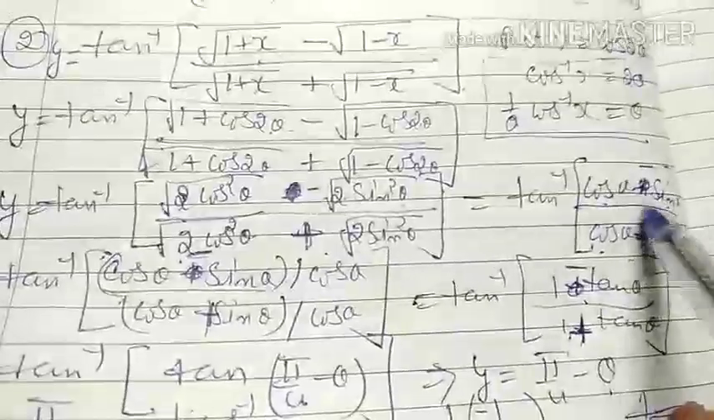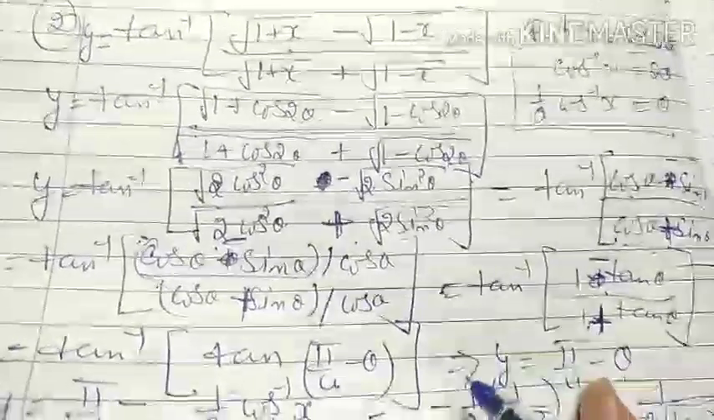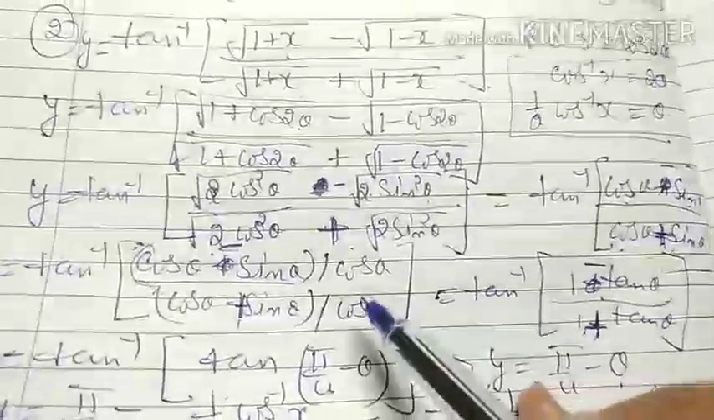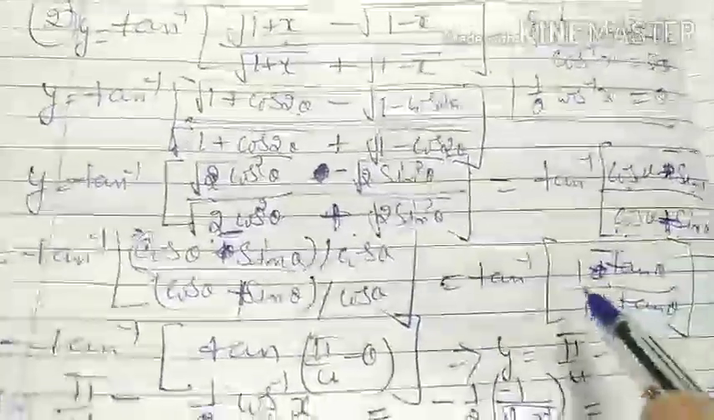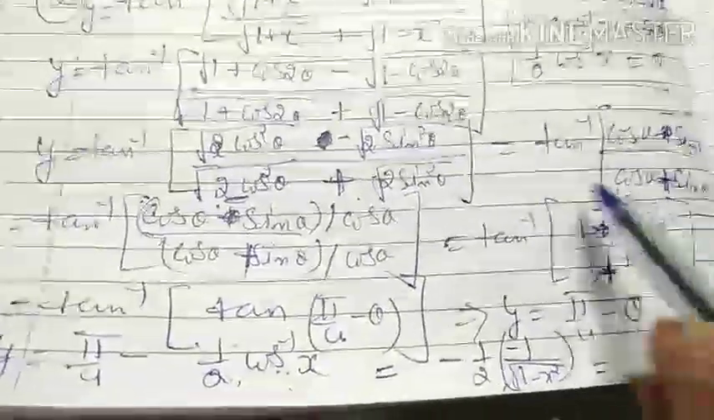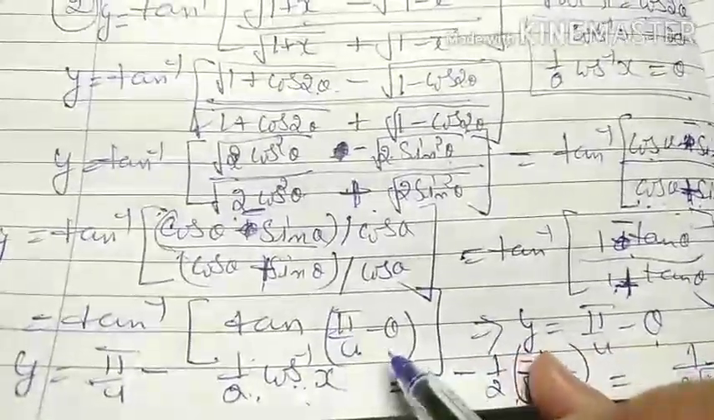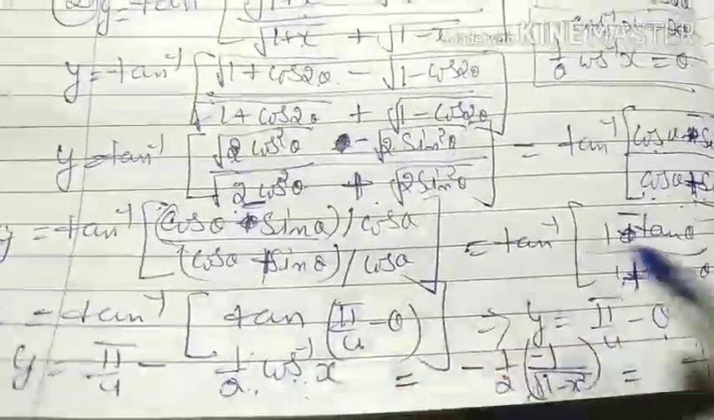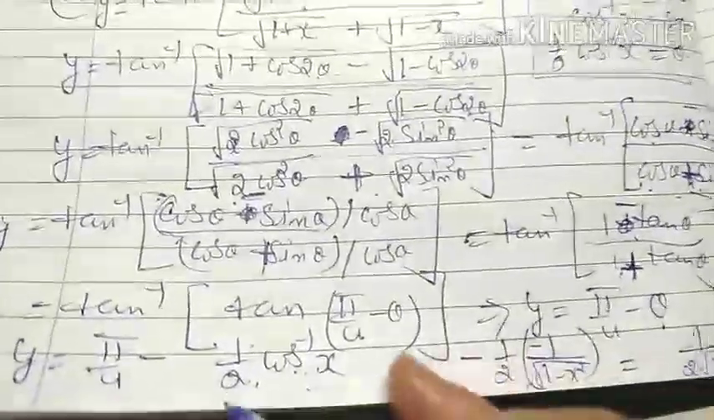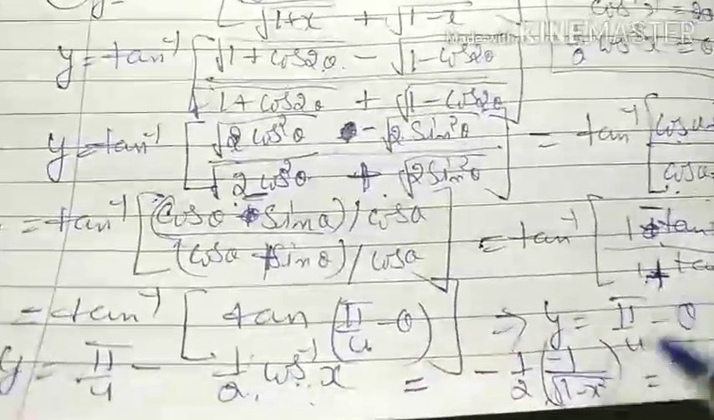Cos theta minus sin theta upon cos theta plus sin theta. Now I try to convert it into tan theta. I divide numerator and denominator by cos theta. That gives me 1 minus tan theta upon 1 plus tan theta, and 1 minus tan theta upon 1 plus tan theta formula is tan of pi by 4 minus theta. Now tan is cancelled, only pi by 4 minus theta is left. Theta is replaced back with what I considered at the top, half cos inverse x.